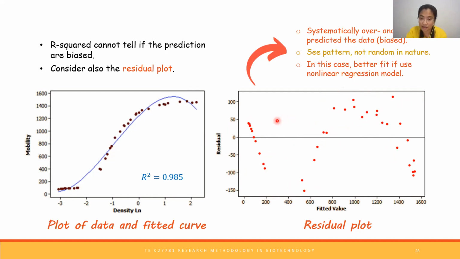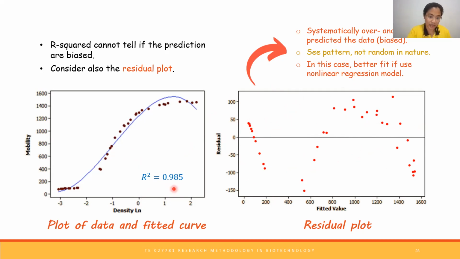That means that even though your R-square is 0.99, it's still not good, because a good residual should run along the horizontal line of 0 here. It should spread out and not have a pattern like that.